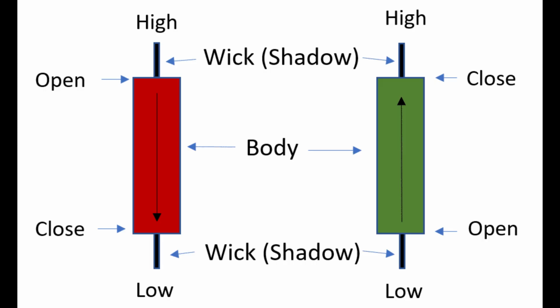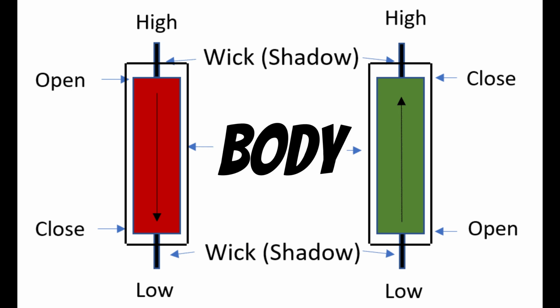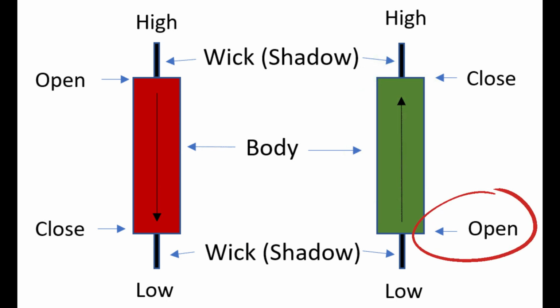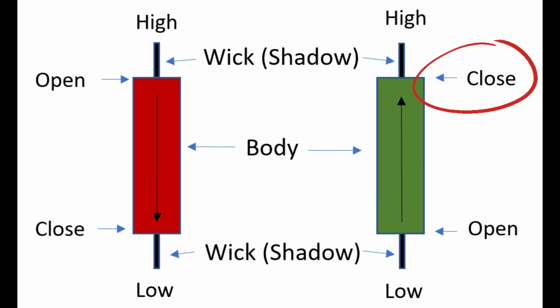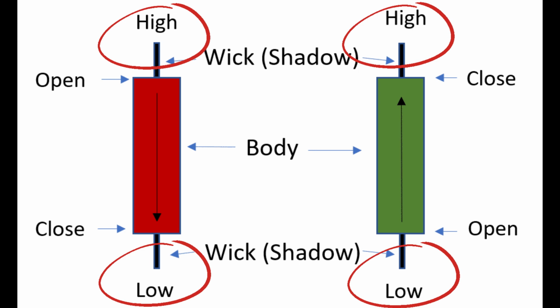So there are 2 types of Japanese candlestick: bearish, bullish. Bullish candlestick means price is going up, and bearish candlestick means price is going down. The rectangle box you see here is called the body of the candlestick, and the 4 highlighted boxes represent the wicks of the candlestick. Wicks are also known as shadow. In bullish candlestick, the price opens at bottom and closes top. But in bearish candlestick, the price opens at top and closes bottom. In both these, the low and high of candlestick is same.